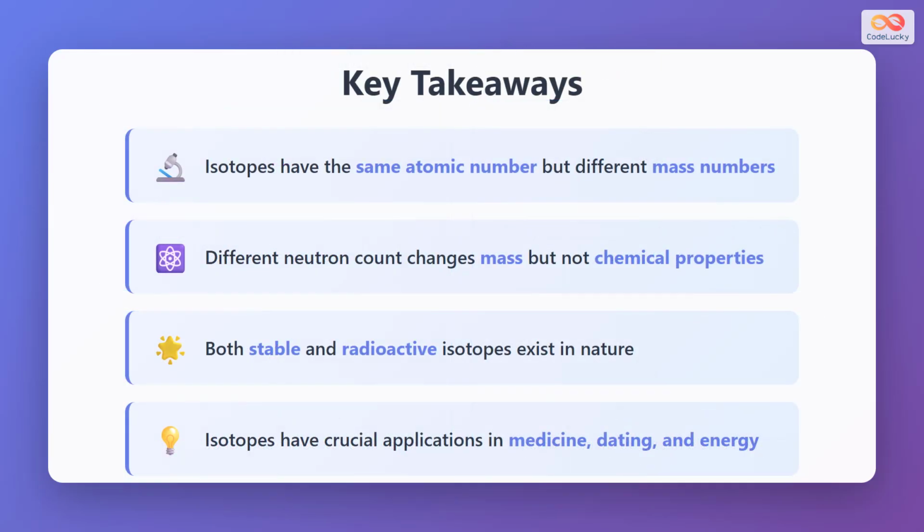Let's summarize what we've learned about isotopes. First, isotopes have the same atomic number, meaning the same number of protons, but different mass numbers due to varying neutron counts. Second, different neutron counts change the mass of the atom but do not affect its chemical properties, since chemistry is determined by electrons and protons. Third, both stable and radioactive isotopes exist in nature, each with unique characteristics. Finally, isotopes have crucial applications in medicine, archaeological dating, energy production, and agriculture. Understanding isotopes is essential for grasping the complexity and versatility of matter at the atomic level.